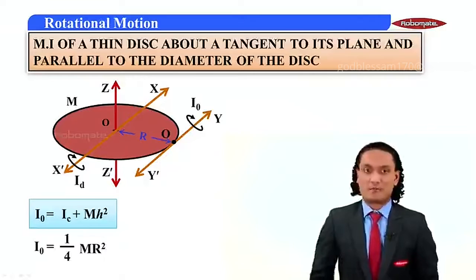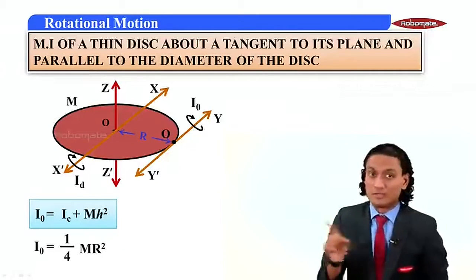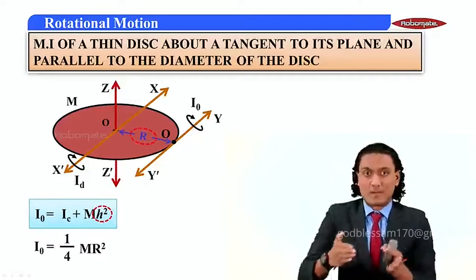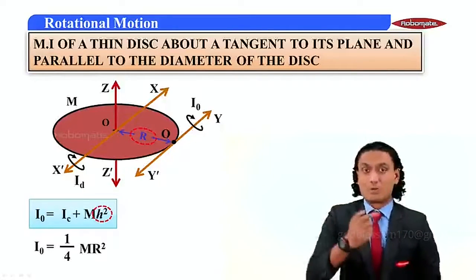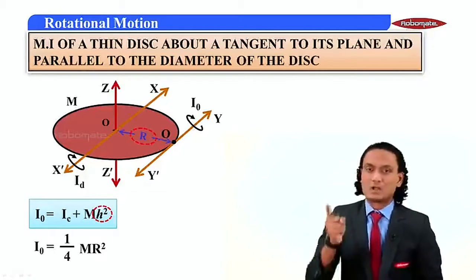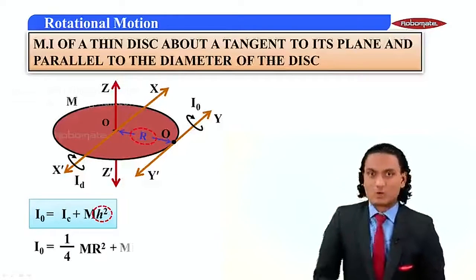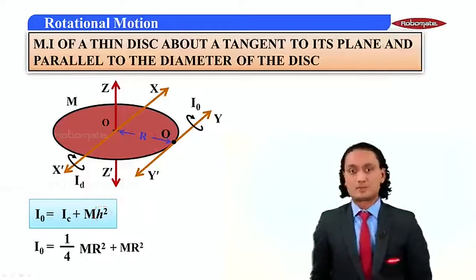ID is 1 by 4 MR square plus, hold on, we need to find out what is H. Now, if you see, H is the distance between the two parallel axes, and here H is equal to R. So then I naught is 1 by 4 MR square plus MH square, H is equal to R. So it will be plus MR square. So now you can add it.